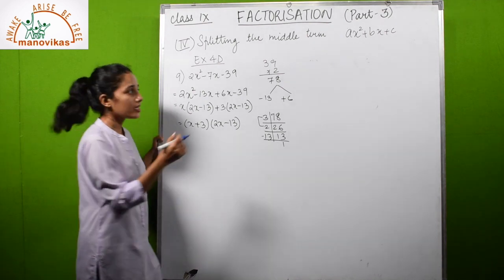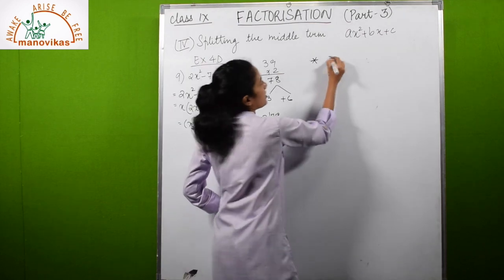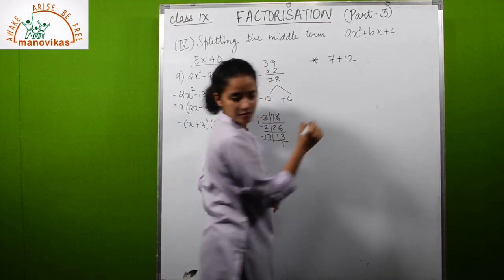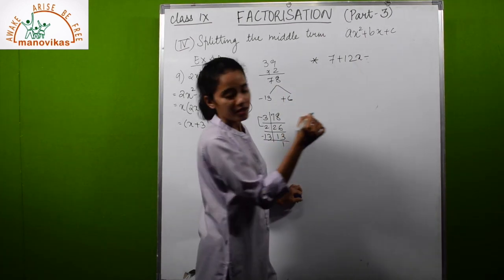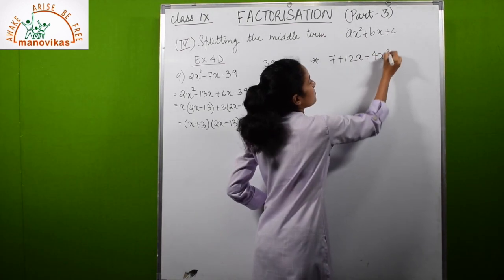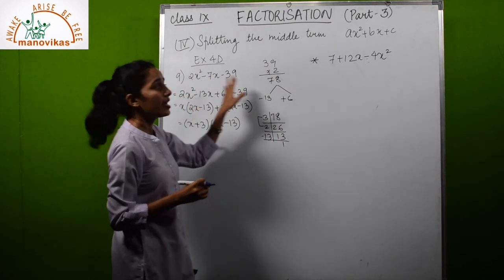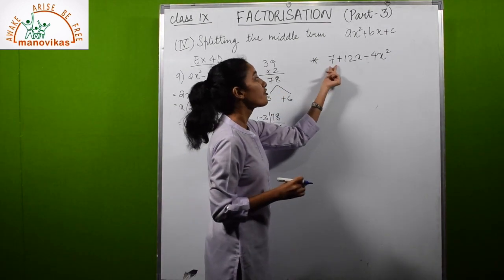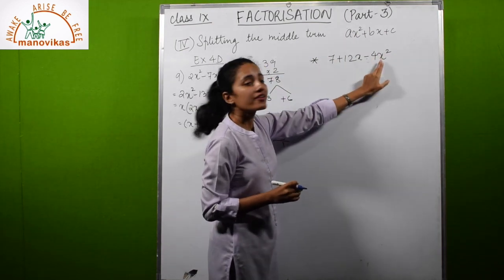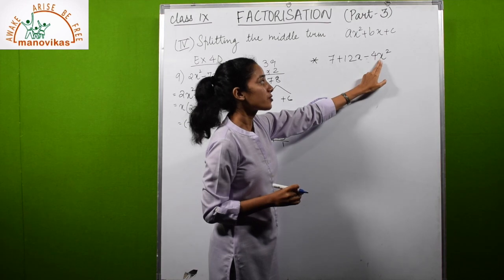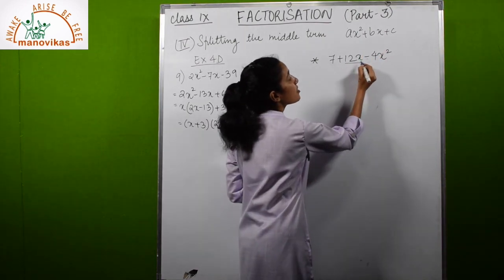Let us consider another problem. That is 7 plus 12x minus 4x squared. Now the difference between this example and the previous one is that the first term is a constant and the last term is the x squared term. But note that the middle term is the same.